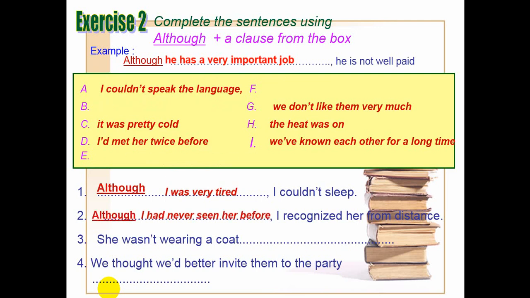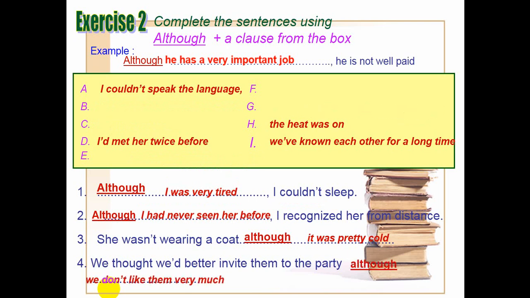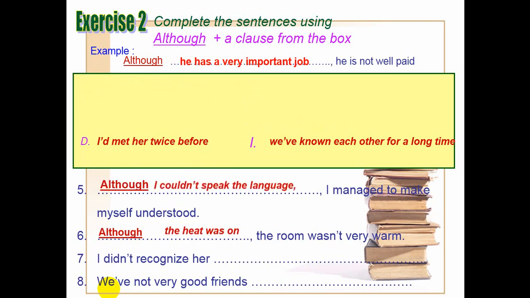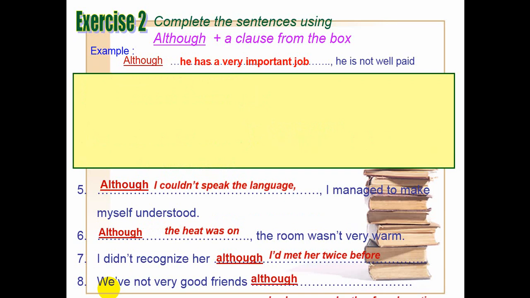Although I had never seen her before, I recognized her from distance. She wasn't wearing a coat, although it was pretty cold. We thought we better invite them to the parties, although we don't like them very much. Okay, so now we have another one for you. Okay, so try to read them and I will ask you to do this again in our online lesson.